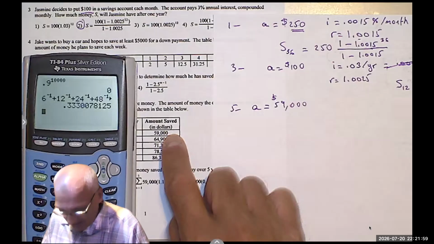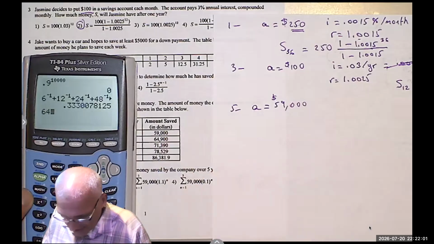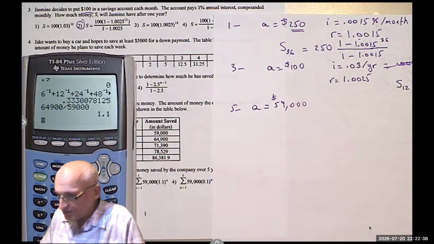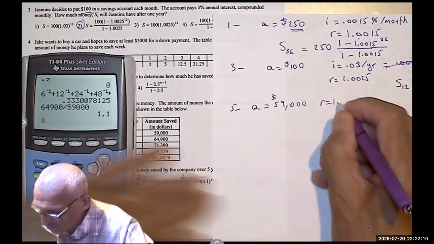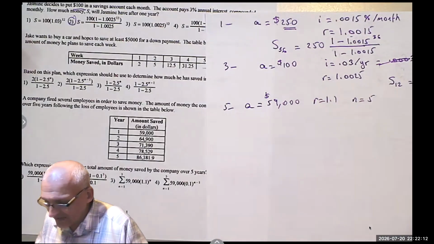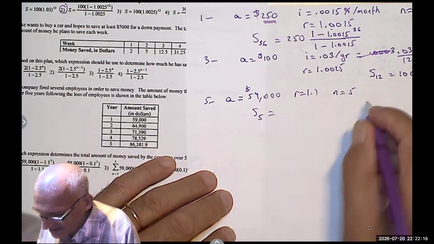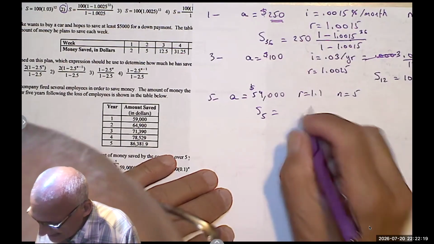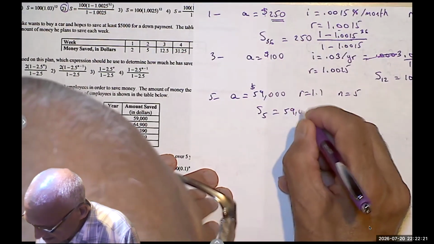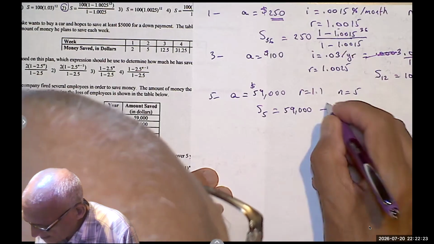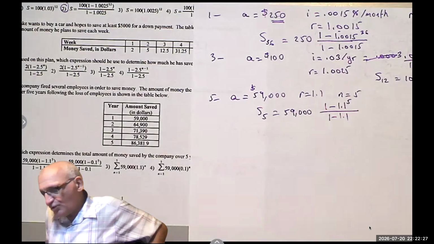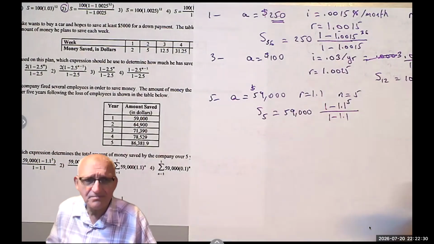Meaning I can divide 64,900 over 59,000, and I get 1.1. So R equals 1.1. N equals 5. Very easy. So now S5, in 5 years, they saved 59,000 times 1 minus 1.1 to the 5th over 1 minus 1.1. I can switch them.